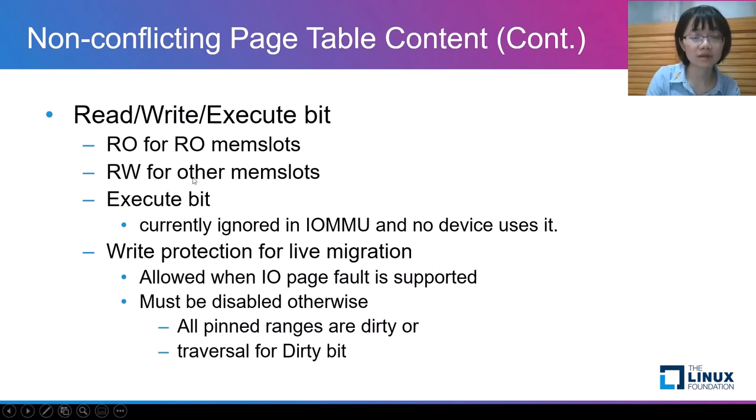For the read, write, and execute bit, the two sides should also follow the same policy, that is, read only for GFN ranges in the read only memory slots, and read, write for GFNs in other memory slots. The vCPU can also set the execute bit on, but this bit is currently ignored in IOMMU as no device is using it. For the write protection for live migration, if the IO page fault is supported, the write protection is allowed. But if the IO page fault is not supported, the write protection must be disabled.